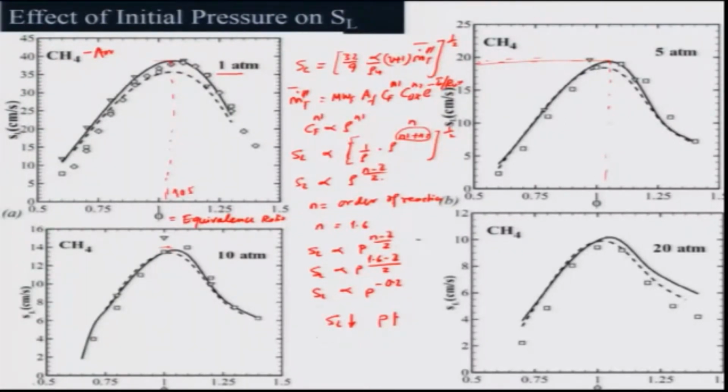So, I can say that SL is basically proportional to P to the power of m. These values will be different for different cases, so the burning velocity will be decreasing with respect to pressure. Of course, in a certain range this order of reaction N will be changing. If the order of reaction is changing, then the burning velocity will not be affected by the pressure or initial pressure. Thank you very much. We will stop over here.